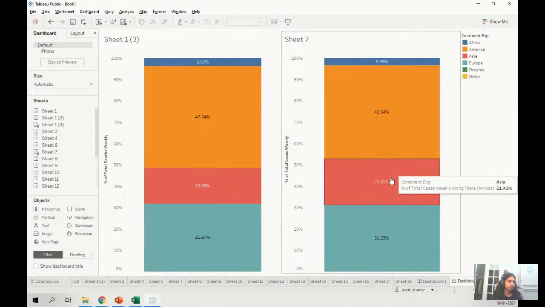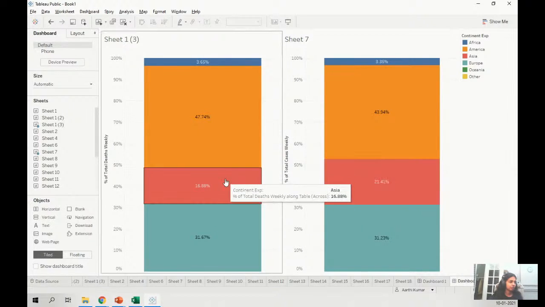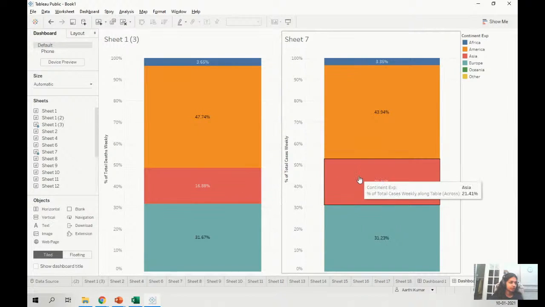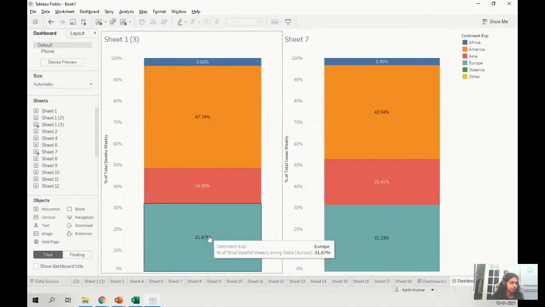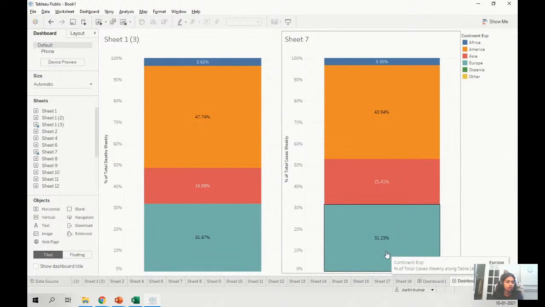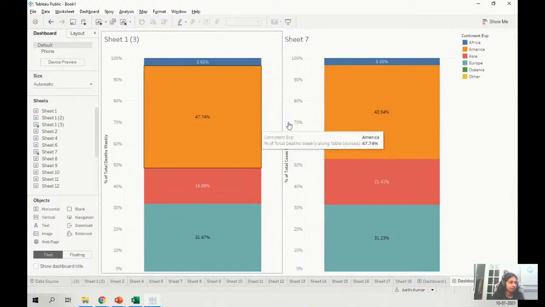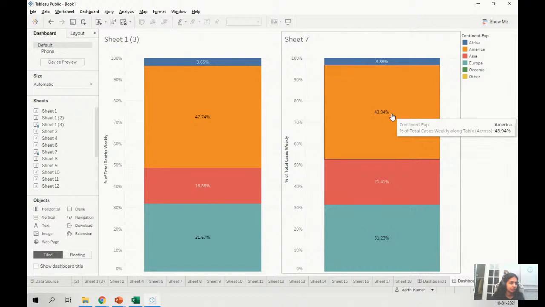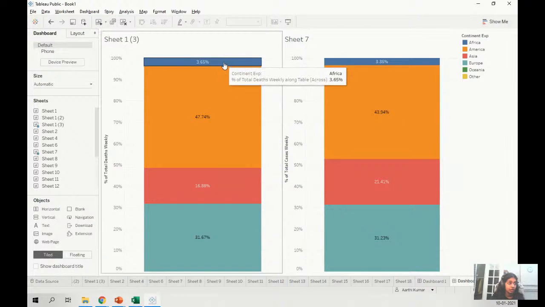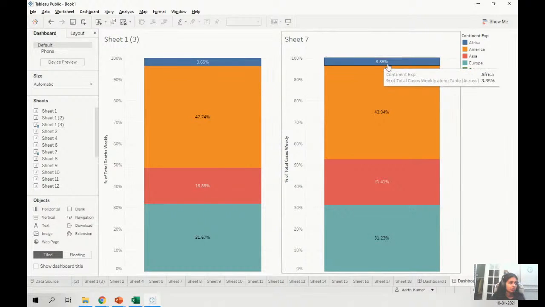So if you look at Asia, the number of death proportion is less, but the number of cases is high, right? Whereas in Europe, the number of cases proportion and number of death proportion to the whole is the same. Yeah, in America, the number of death is higher than number of cases, and in Africa, it's almost similar.